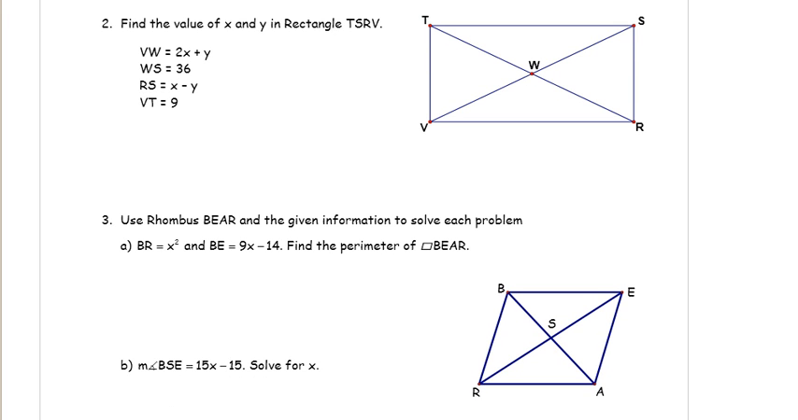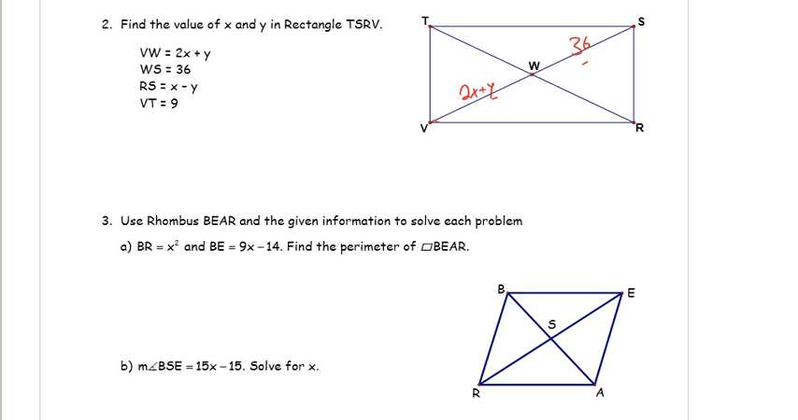Find the value of x and y in TSRV. So VW is 2x plus y, WS is 36, RS, so this whole thing is going to be a little bit different to mark. I'm going to mark that out here, x minus y. We're going to get to problems like that where you have that whole thing marked, but not yet. RS is over here. X minus y, and VT is 9.